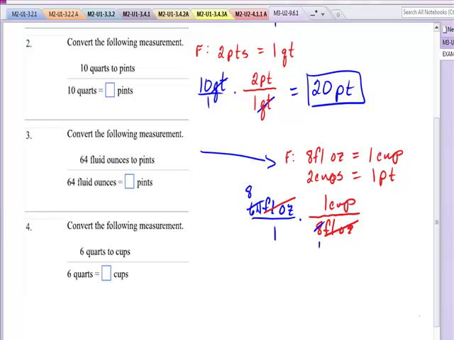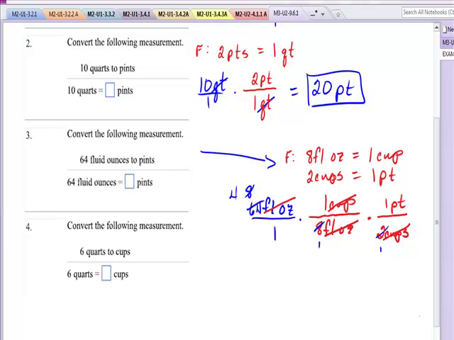Don't stop yet because I want to get rid of cups. I'm supposed to get to pints. Well, the second fact involves cups and pints. I'm going to need the cups to go away, so I'll put 2 cups on bottom. That leaves 1 pint on top. Once again, I know I'm doing it right because the cups are gone. With the numbers, I've got a 2 down here, and 2 goes into 8 4 times. This has to be right because the units all canceled out as they should.